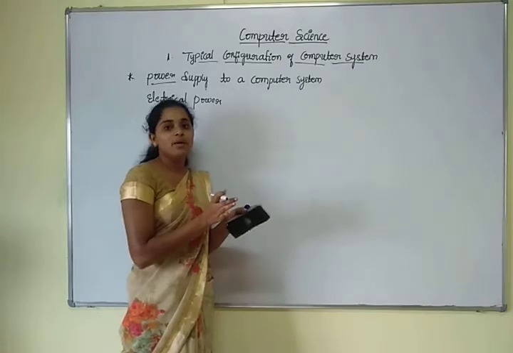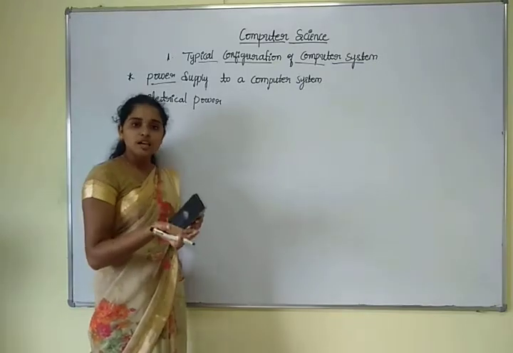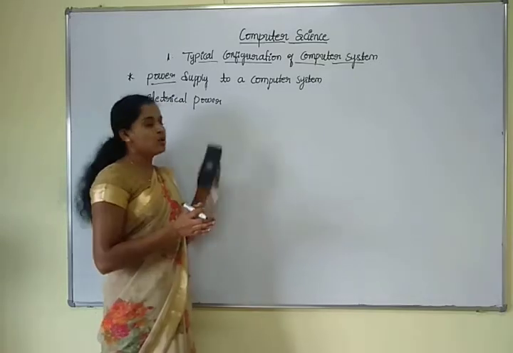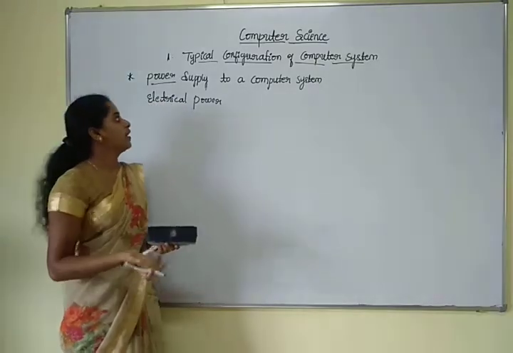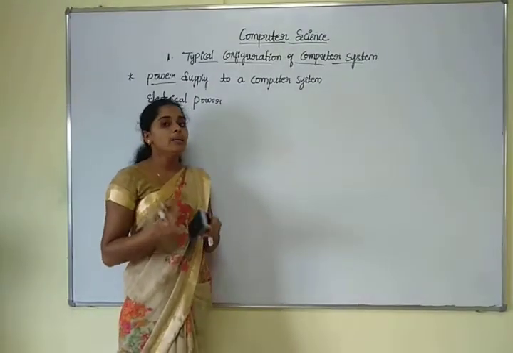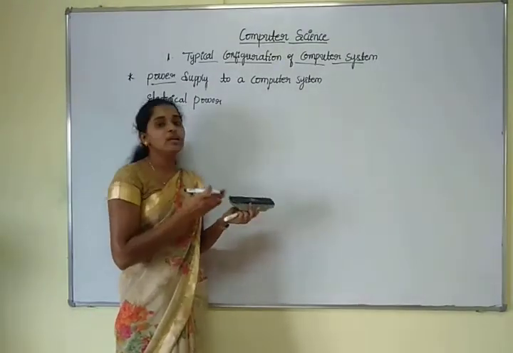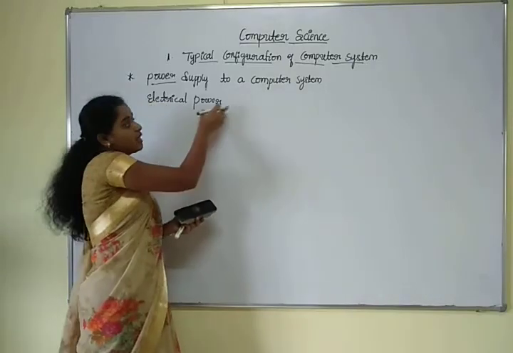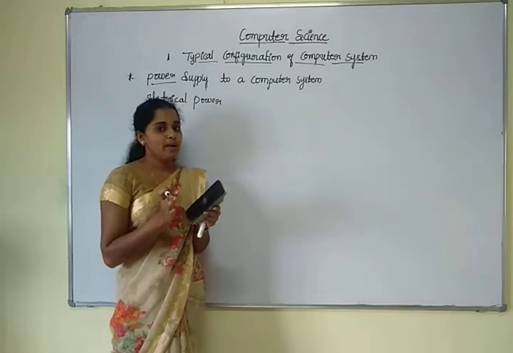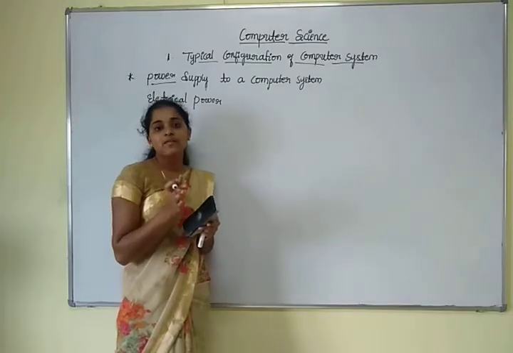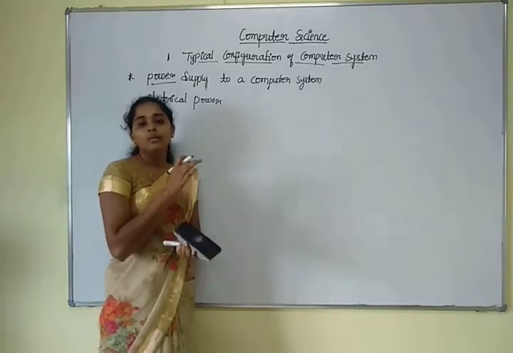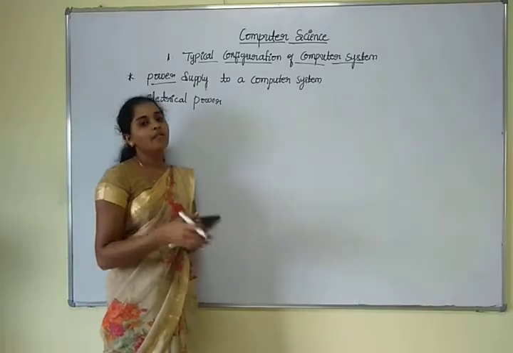A continuous power supply is essential for our computer to prevent failures, shutdowns or breakdowns. This electrical power is the main source of our computer because the computer is an electronic machine, so it requires electrical power to perform different operations.